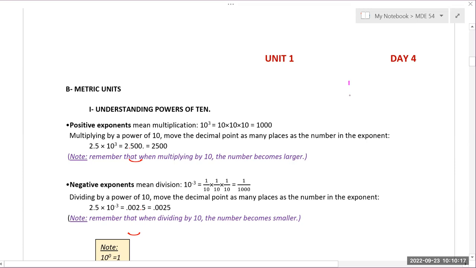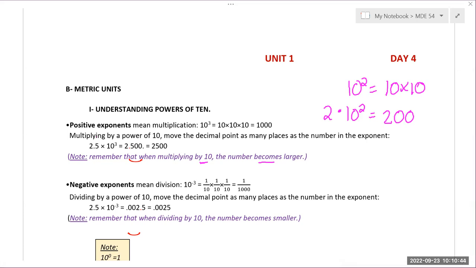If you have a power of 10, like 10 squared, it means multiply by 10 twice. So if I took 2 and multiplied it by 10 squared, that would give me 2 zeros outside of the 2. So it moves that decimal place. If you multiply by 10, your number becomes larger. So if I took 2.5 times 10 to the third, then I would do 10 times 10 times 10 and move that decimal 3 times. And that's essentially what we're going to do with these metric unit conversions as well.